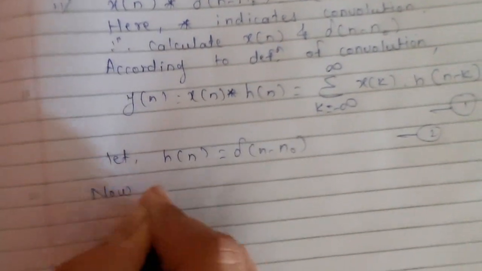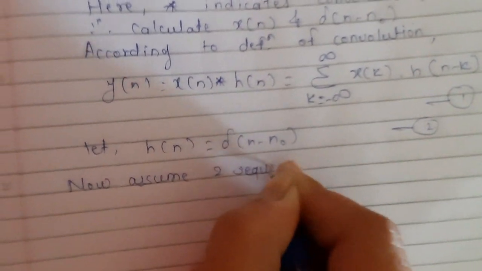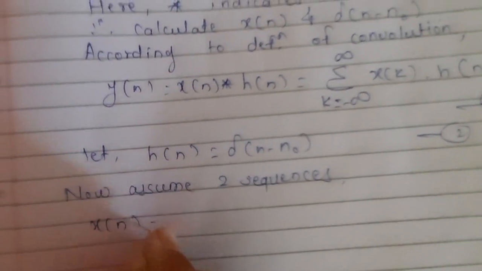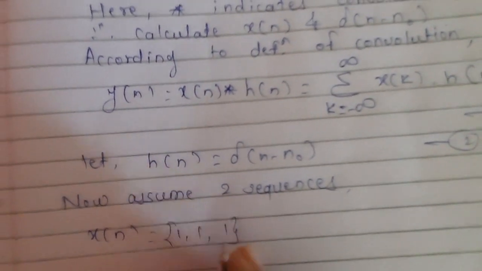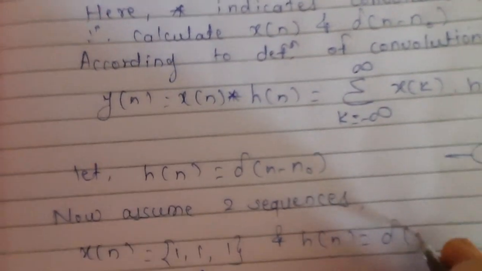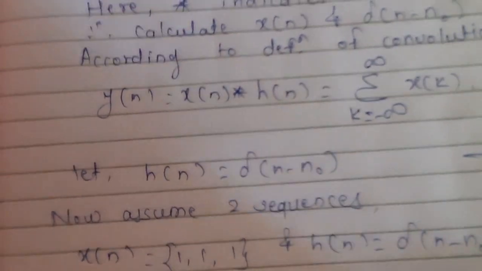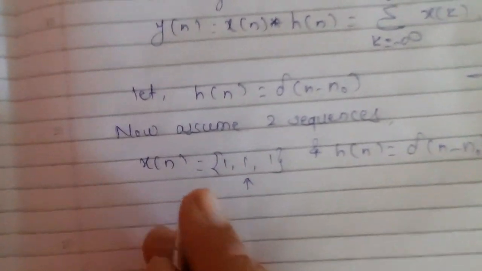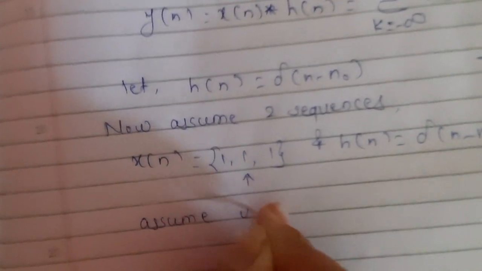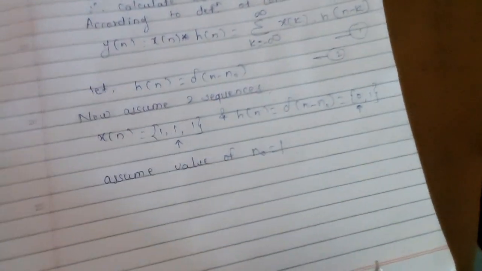Now assume two sequences, that is x of n is equal to 1 1 1 and h of n is equal to delta of n minus n0, that is 0 and 1. Also assume the value of n0 is equal to 1.